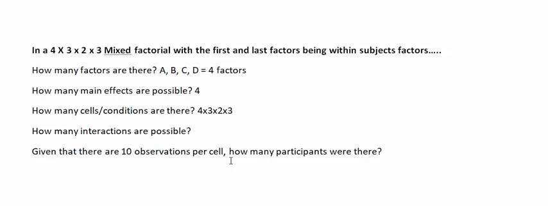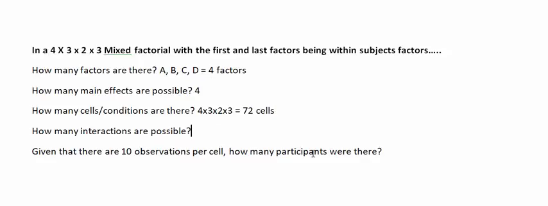And I just want to make sure here. Let's see. 4 times 3 is 12. 12 times 3, 36. 72. Yeah, that's right. So 72 cells in the design. Okay. How many interactions are possible?